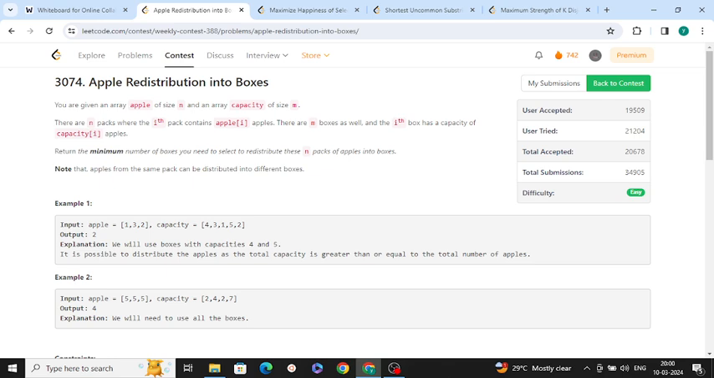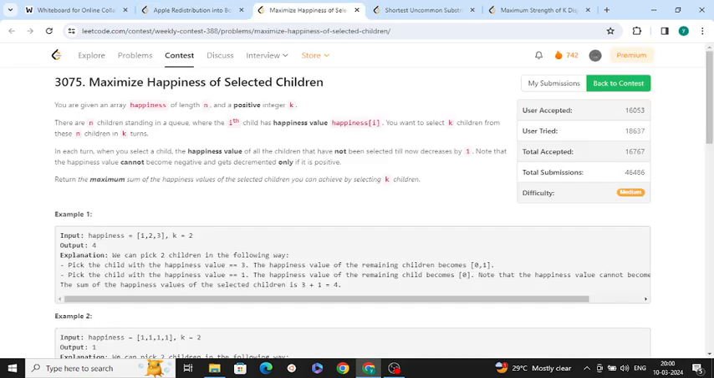Let's move towards the second problem from this contest. I will suggest that whenever you are solving a LeetCode contest, always try to solve the starting problems very rapidly. This will save your time for the harder problems.